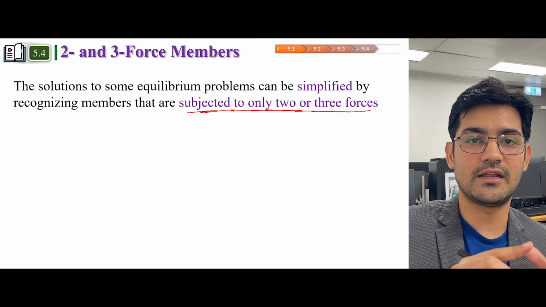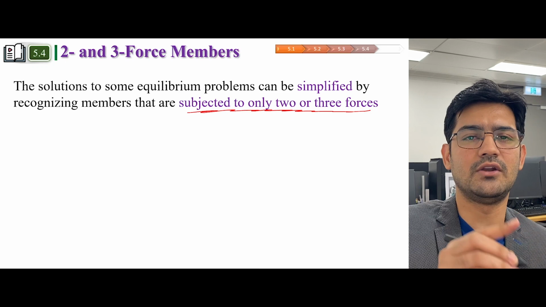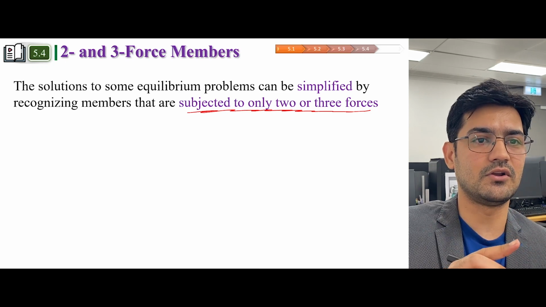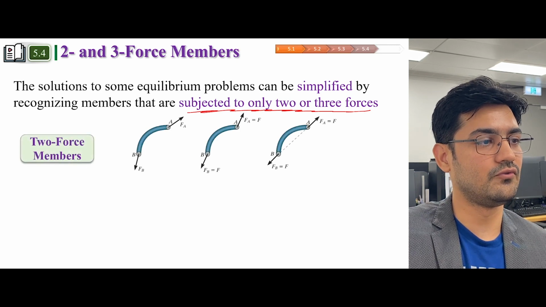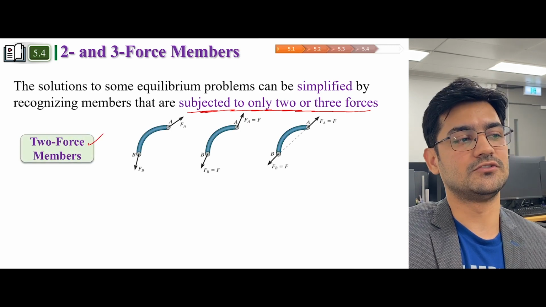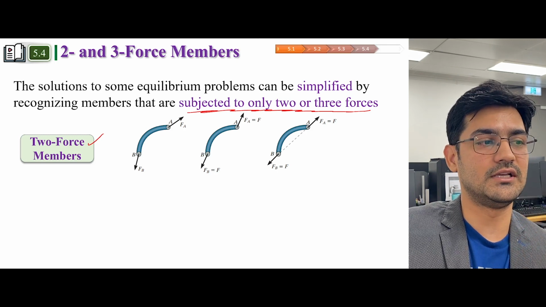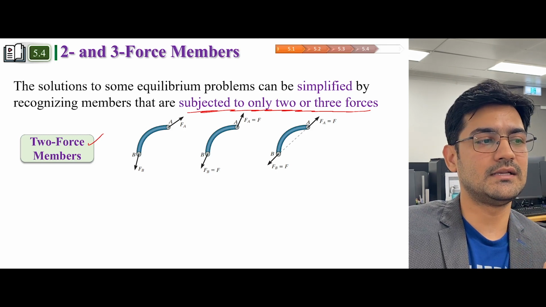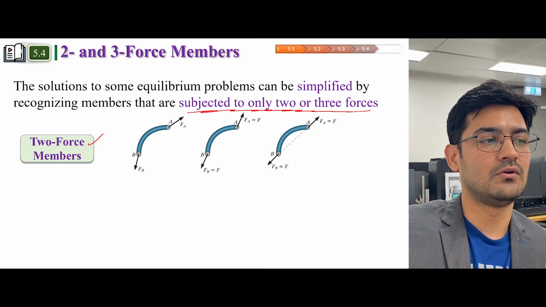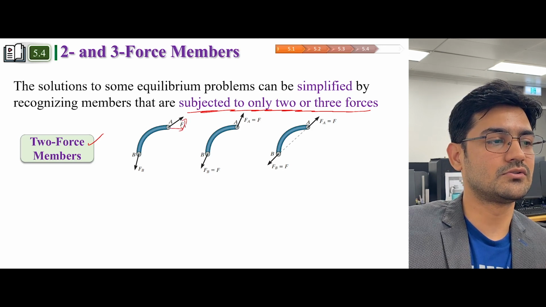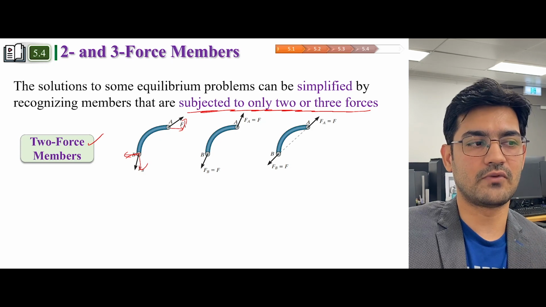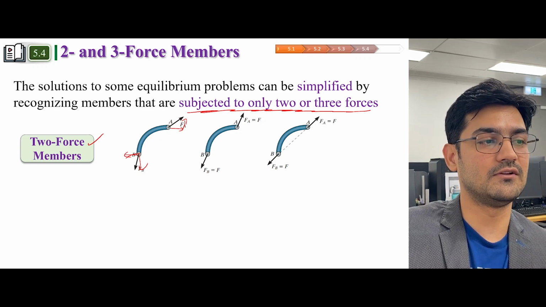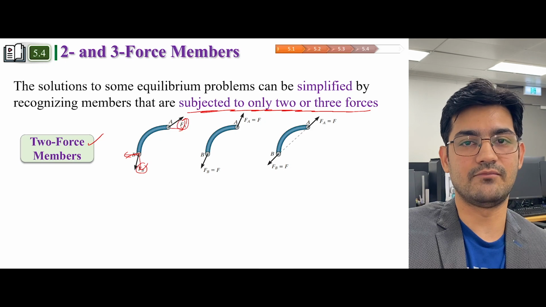So if we can recognize these systems, then we don't need to do the equilibrium equations, because then we can directly find the solution. So let us take an example of 2 force members. For example, this is a 2 force member. This is a member and 2 forces are acting on this member. One thing is that we have to resolve these forces into horizontal and vertical components, and then we can apply the equation of equilibrium and do all sorts of calculations, and then we can figure out what Fa is, what Fb is.